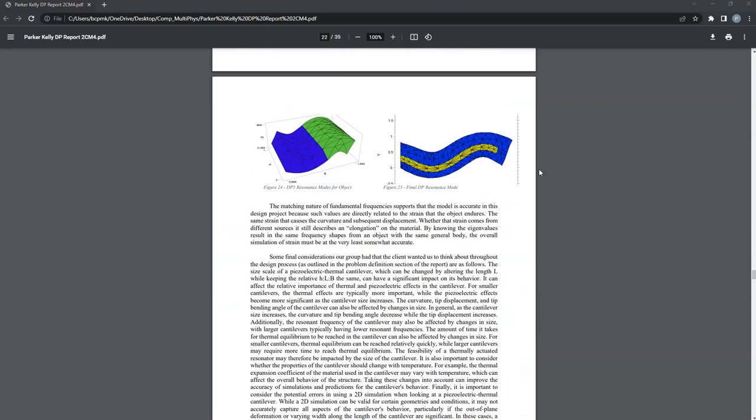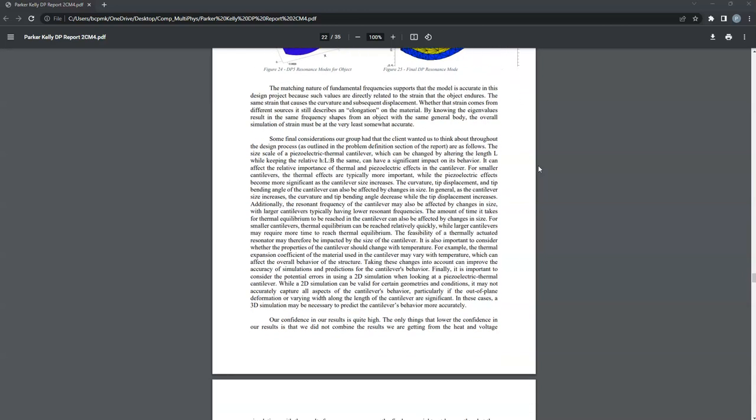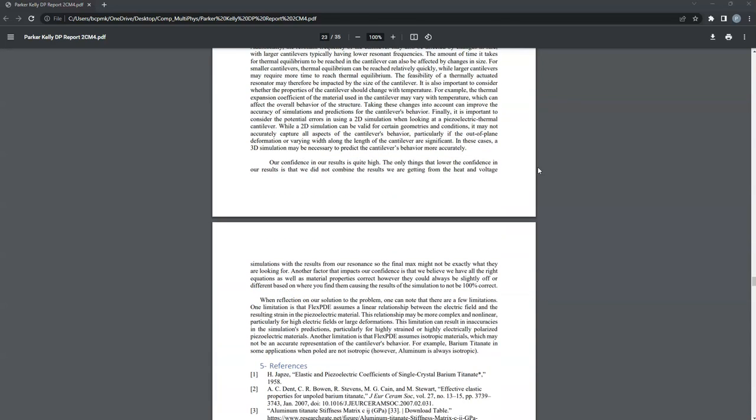Our considerations for this were the size scaling, which could affect it, as well as the resonance not being directly applied, and outside heat can be a consideration when taking this outside of the simulation. We also used a 2D simulation, which can be different from 3D simulations in real life. Our confidence was good, except that we didn't have a resonance and voltage and heat mix, and our material properties could be slightly off. For our limitations, we assumed a linear relationship and assumed isotropy.